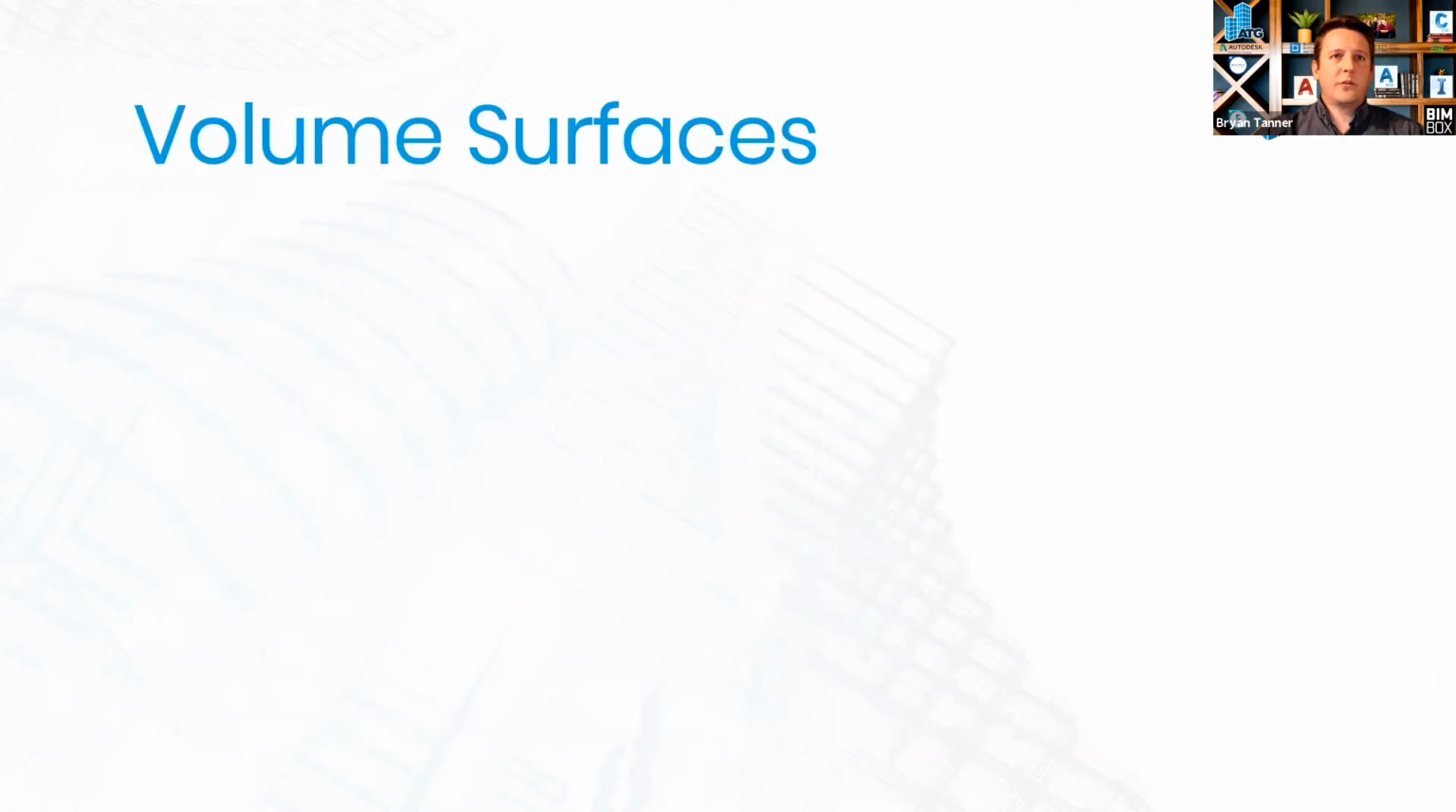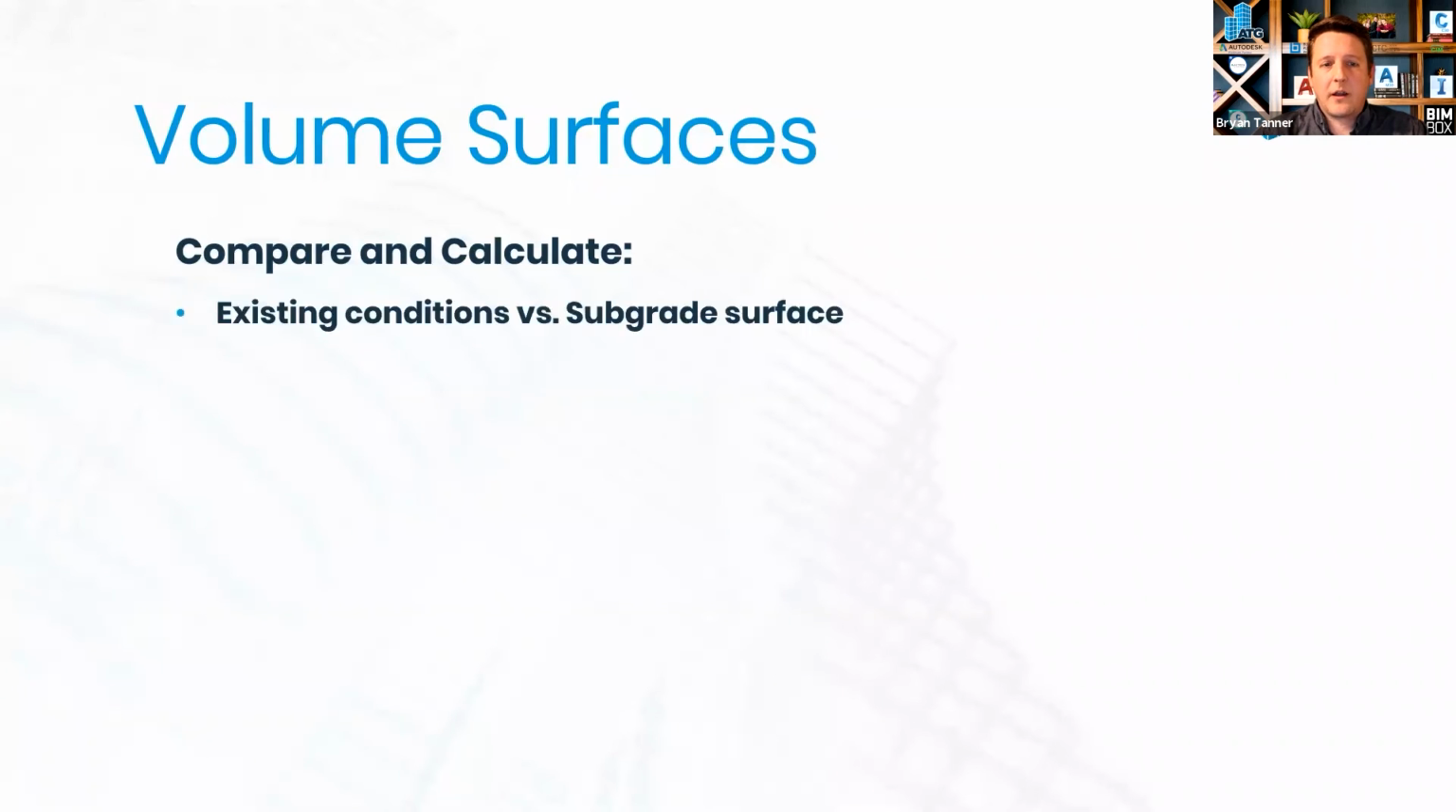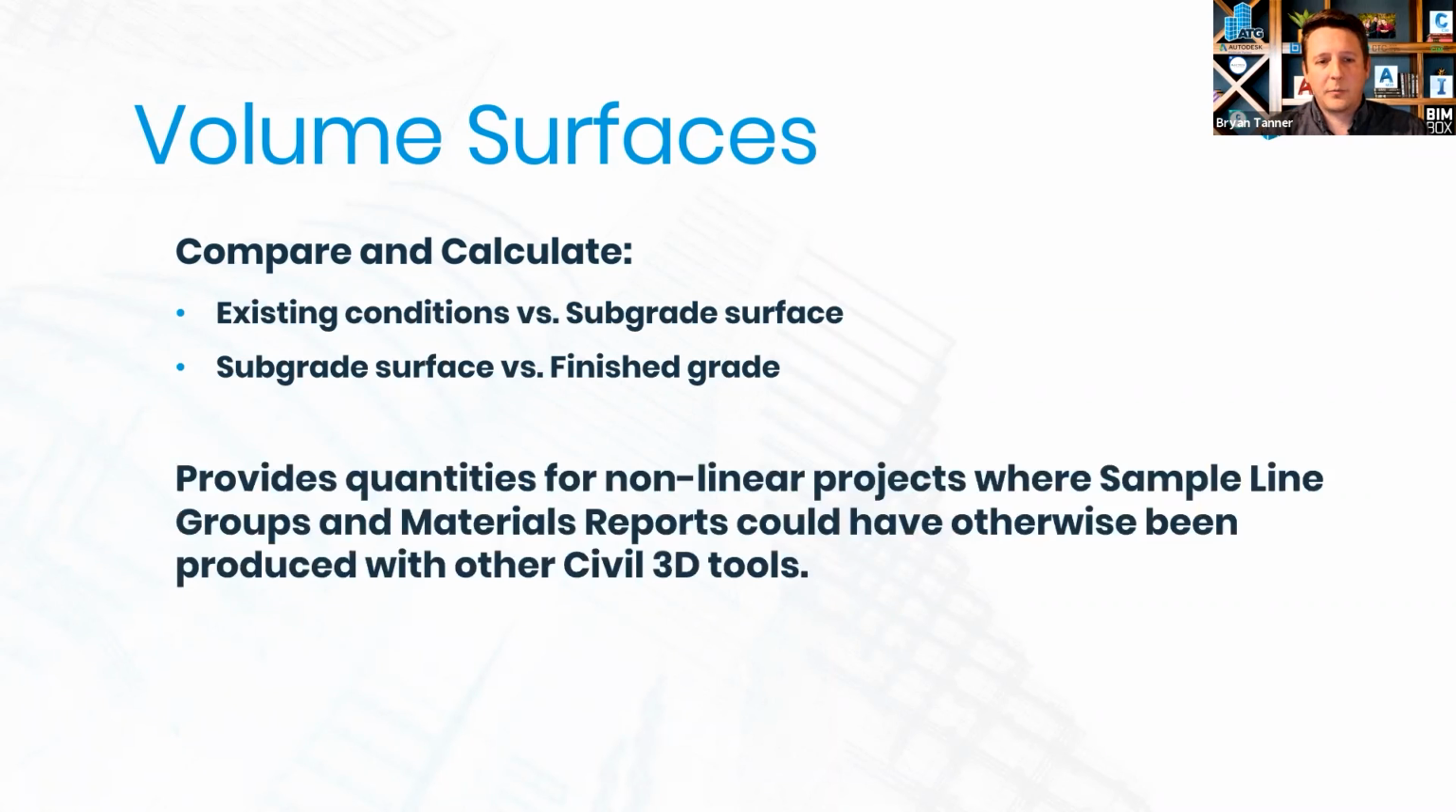So once we've got our subgrade surfaces through that out of the box method, we would develop a volume surface to compare and calculate our existing conditions versus our subgrade surface. That's going to get us our earthwork values. And because we don't have a corridor and subsequent sample line groups, we also need to calculate maybe our material itself. What's the quantity of pavement?